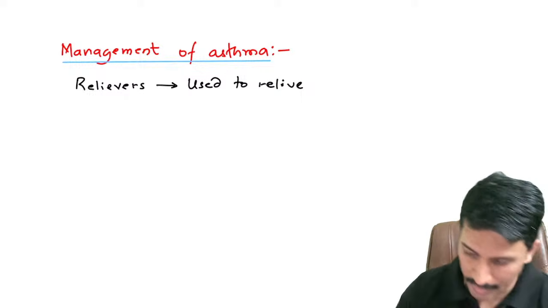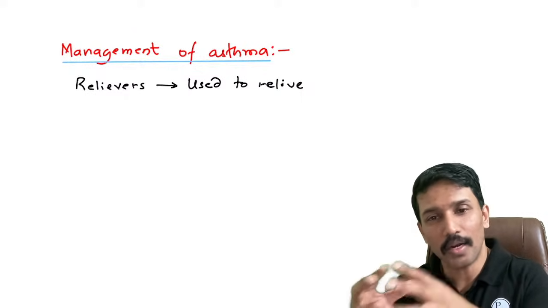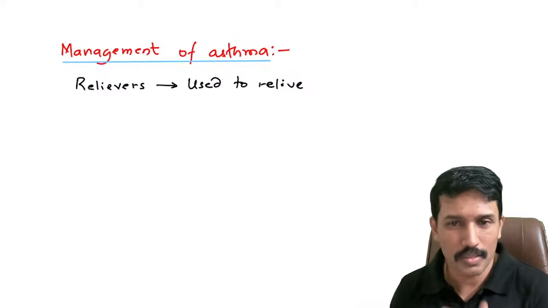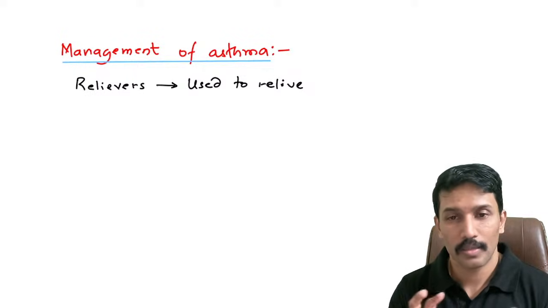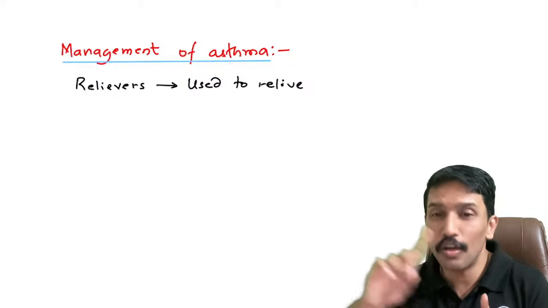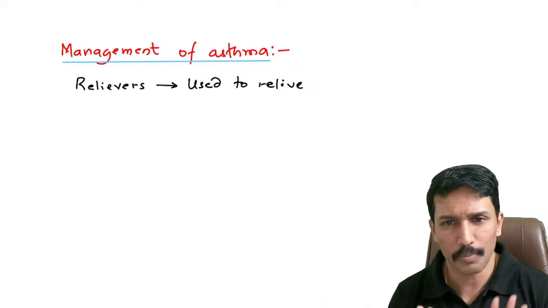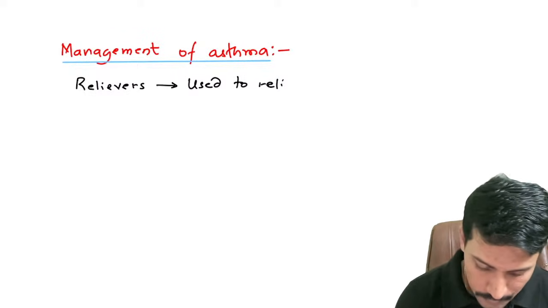My pencil got hanged. Okay, so relievers are the ones which are used to relieve an attack once it has already started. These drugs have to have a very quick onset of action. The maintenance medications are the ones which prevent an asthma attack, so they should have a long duration of action. That's a basic point you need to know.